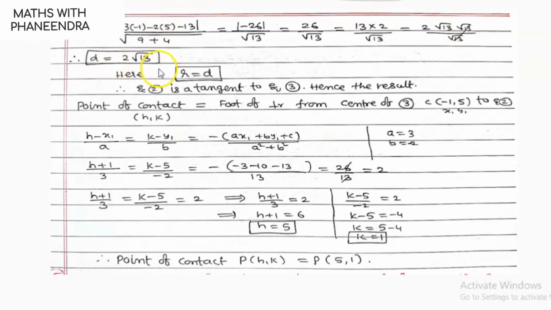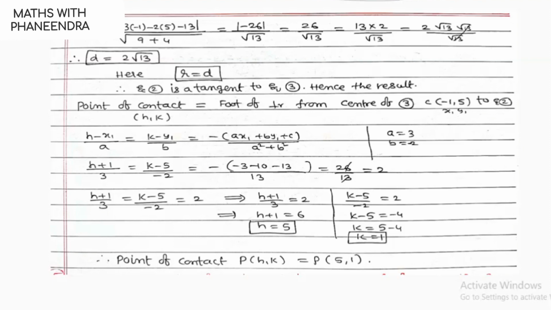As well as we got that the radius of the circle is also 2 root 13. Whenever radius is equal to perpendicular distance, then the equation 2 is a tangent to the equation 3 circle. Hence the result. Till here the second question is also completed. Now we will move to the third question.